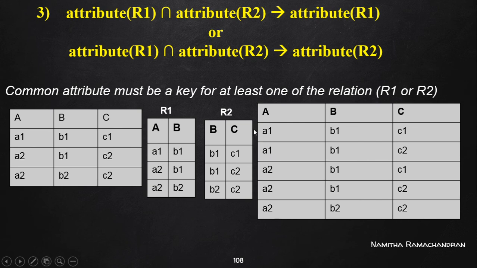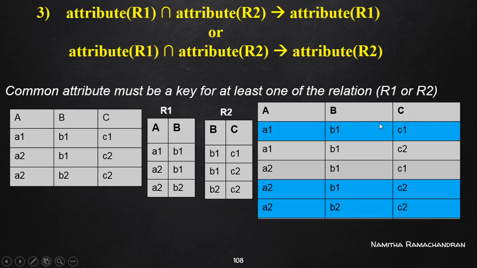Does this resultant relation match the given relation or not? Only 3 of these are present in the relation R and the other 2 are spurious tuples. These spurious tuples arise here because of the violation of our third condition, because this B value is not a candidate key for either of the relations R1 or R2.